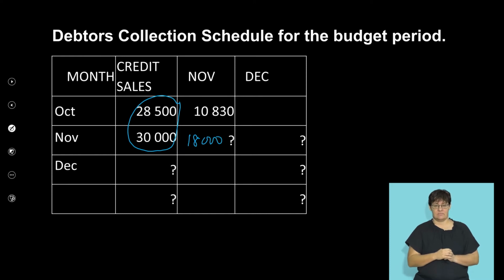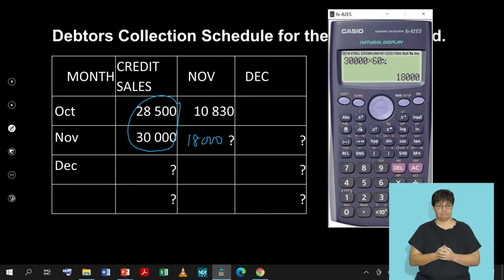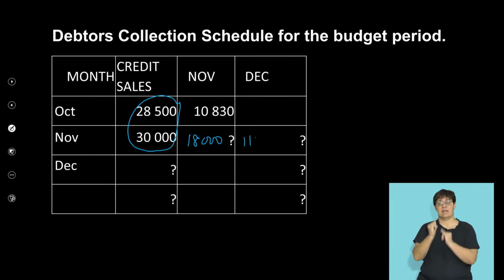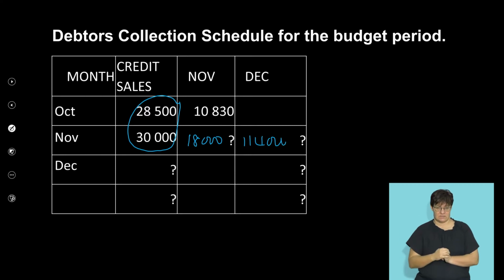Okay? And if you take your 30,000 again, and if you calculate the 38%, let's do that. Let's take the 30,000 times my 38%. Okay, that gives you a figure of 11,400. So here we go. There's the 11,400.